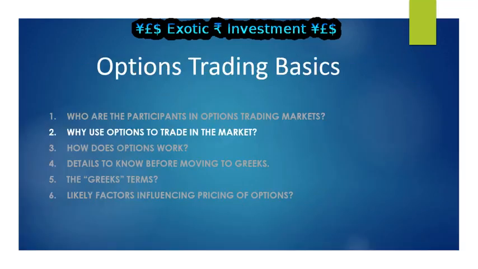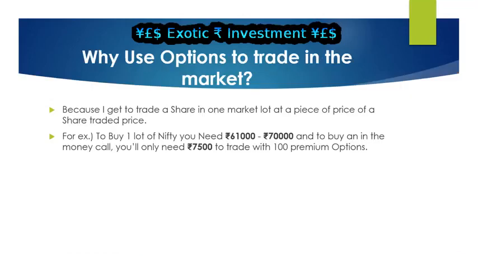And the second topic is why use options to trade in the markets. That's because I get to trade a share in one market lot at a piece of the share traded price. To buy one lot of Nifty in futures, I would need around 61,000 to 70,000 depending on the broker.